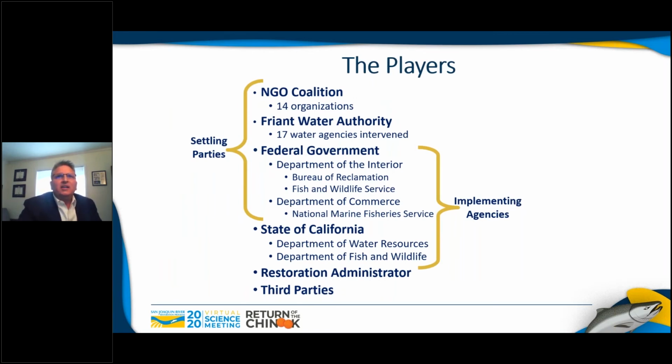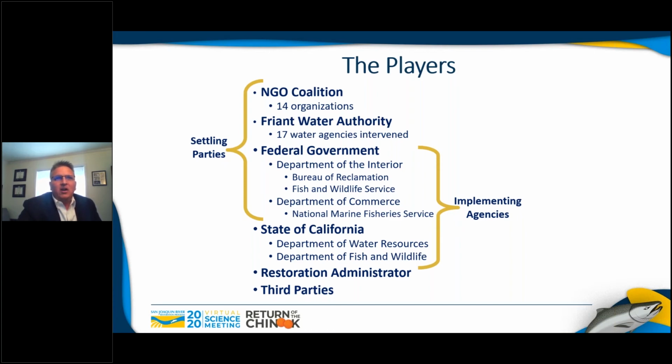In 2009, the San Joaquin River Restoration Settlement Act was passed to fund and implement the settlement. In October 2019, flows entered the river for the first time in 60 years outside of flood flows. The settlement makes for strange bedfellows. As you see here on the slide, these are all the players.